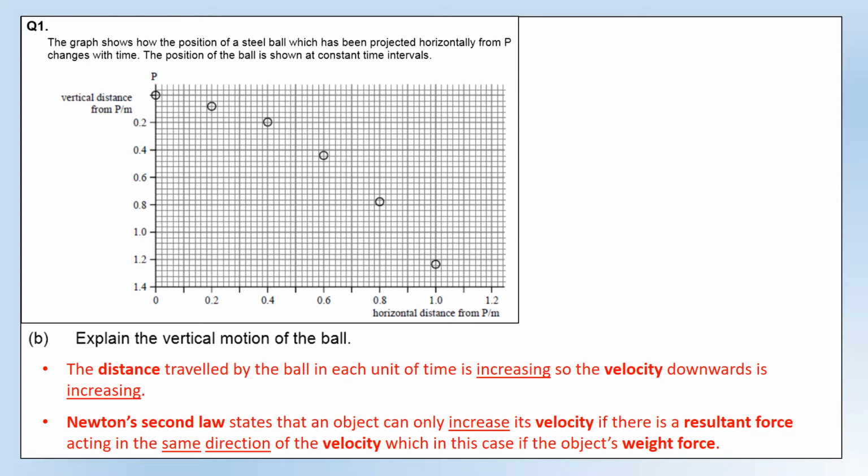So just like last time, the thing to realize is the vertical distance is increasing every unit of time, so the velocity must be increasing. So then, using Newton's second law, an object can only increase its velocity if there's a resultant force in the same direction of the velocity, which in this case would be the object's weight force, so it's gravity causing it to accelerate, but that's why it's behaving that way.